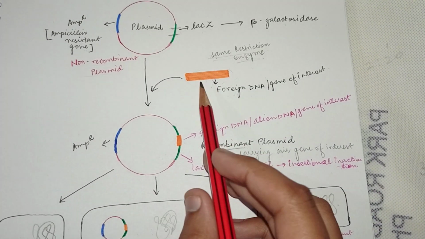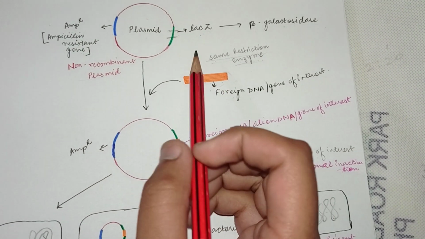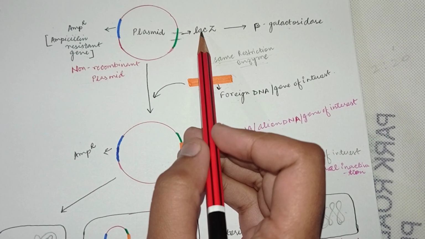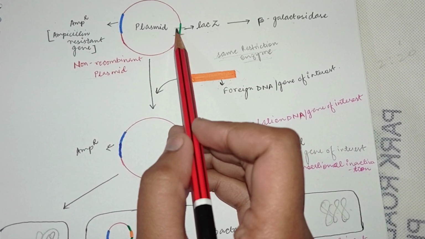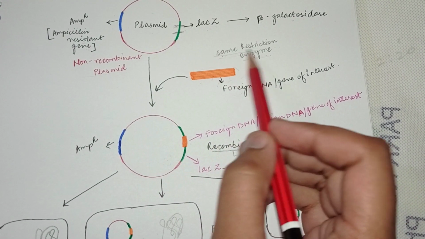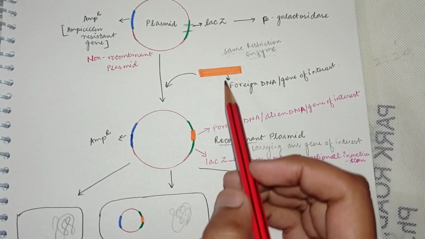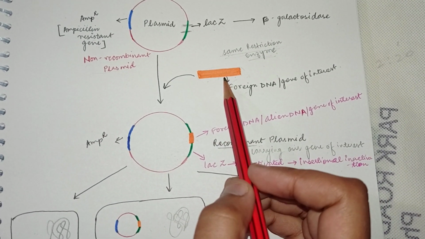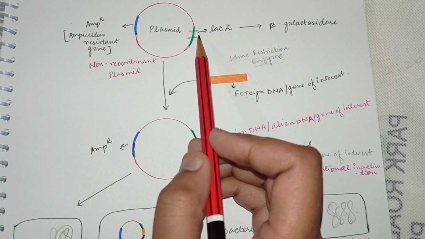Let's cut our gene of interest with the restriction enzyme. And with the same restriction enzyme, we have to cut our plasmid DNA. So we have cut our plasmid DNA with the same restriction enzyme. Now we will add our foreign DNA or gene of interest into the plasmid DNA.